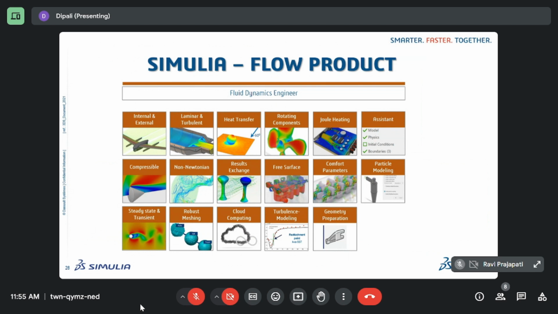With the help of that, you can simulate the behavior of the structure with respect to the fluid load. Then you can perform various kinds of free surface analysis. Then the additional capabilities you are getting are joule heating, which is used in electronic cooling, and the comfort parameter, which is heavily used in HVAC industries.